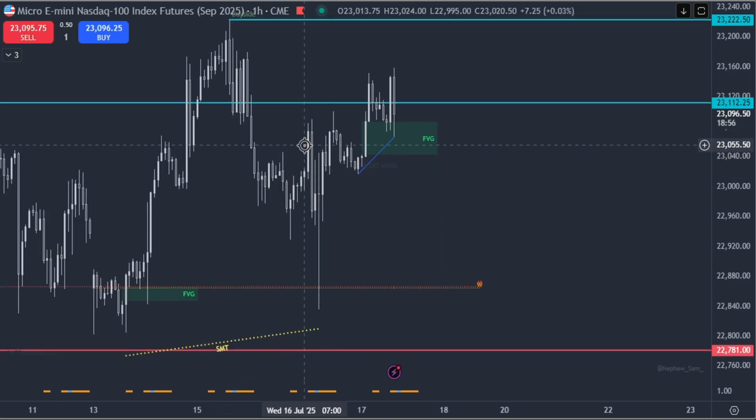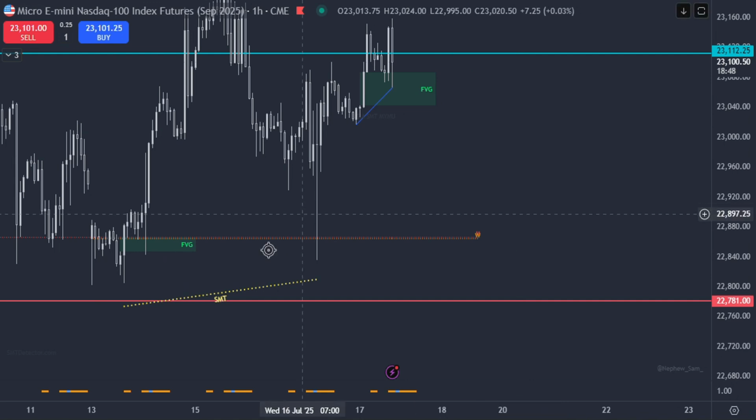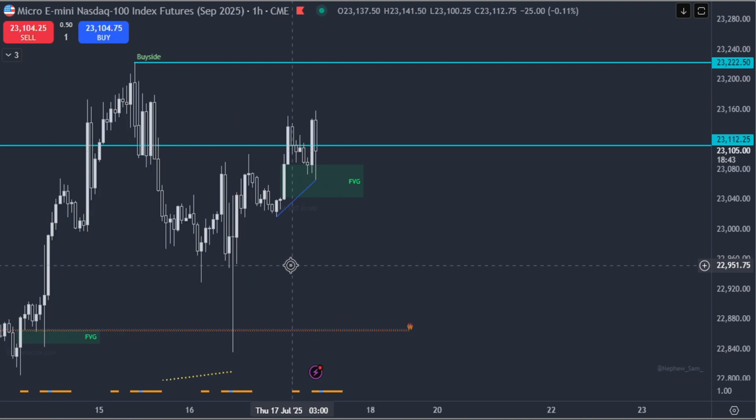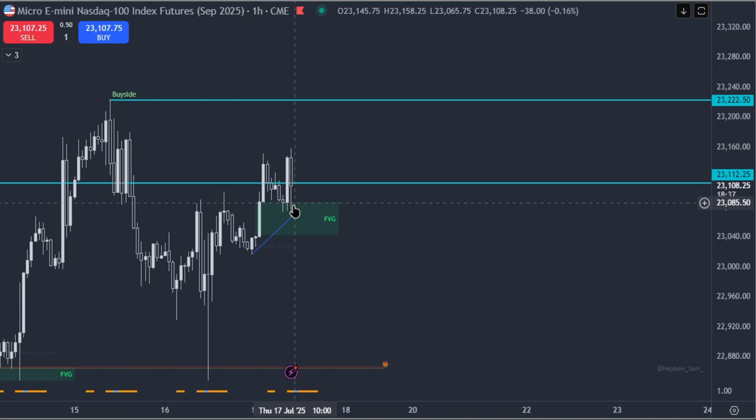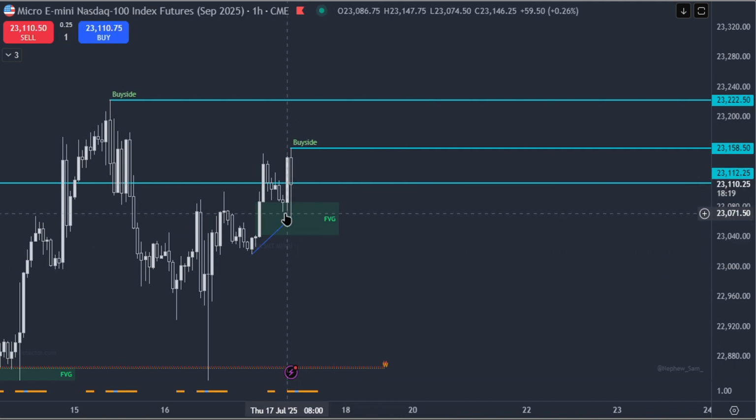Yesterday I took a short here. ES came and took those lows again, so it created SMT. Order flow has changed again. Right now we're retracing. This is considered internal liquidity. And the low hanging fruit on the hourly is this, which is external liquidity. So the internal is right here, these lows.